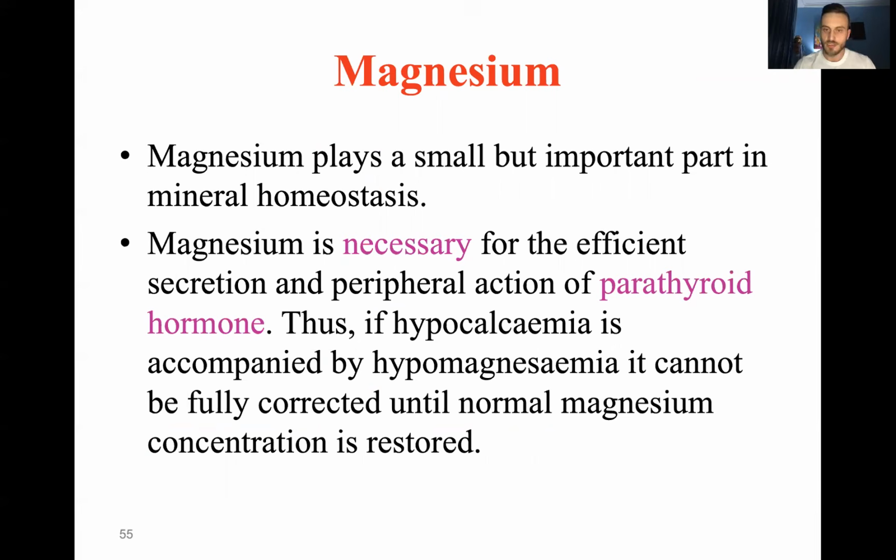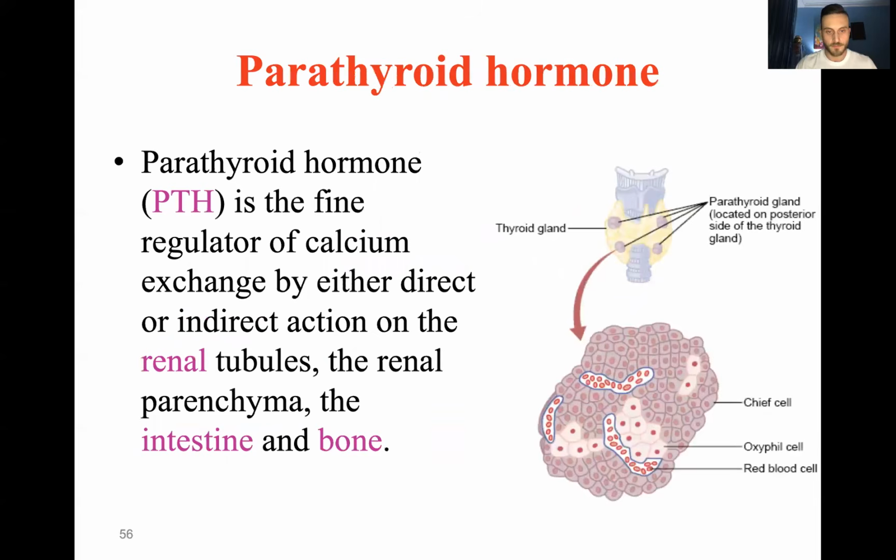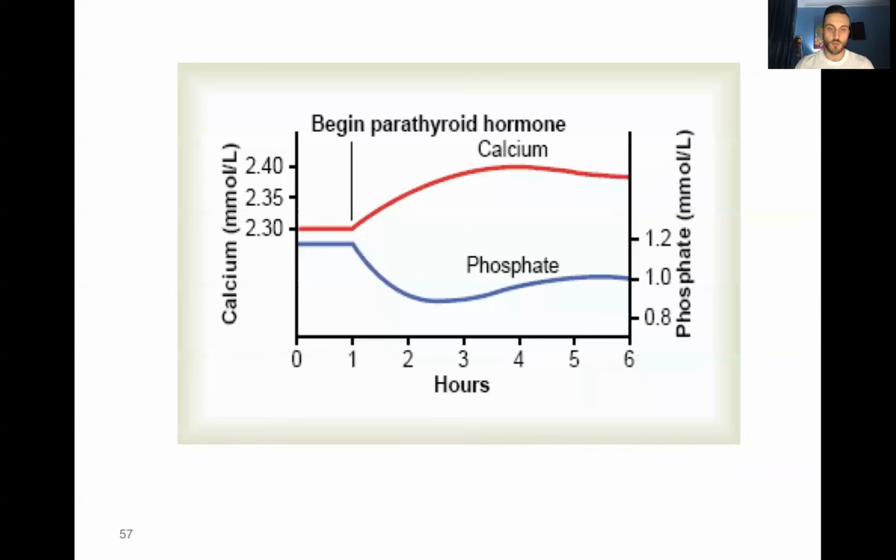Well, magnesium is important. It plays a small but important part in mineral homeostasis. Magnesium is necessary for the efficient secretion and peripheral action of parathyroid hormone. So the parathyroid hormone needs magnesium to function. PTH comes, as you all know, from the chief cells of the parathyroid gland, and it works on the renal tubules, intestines, and the bone.